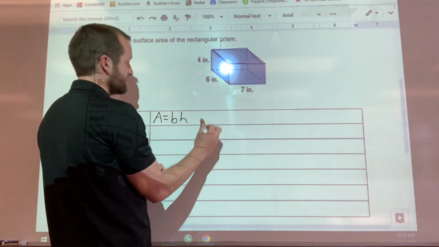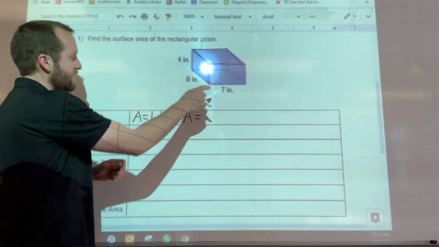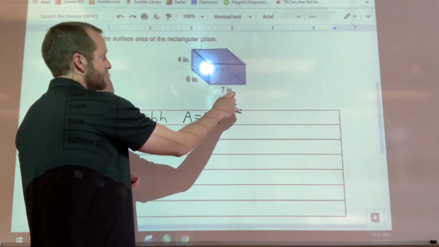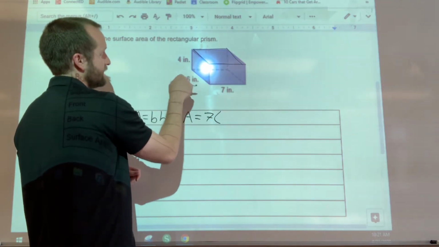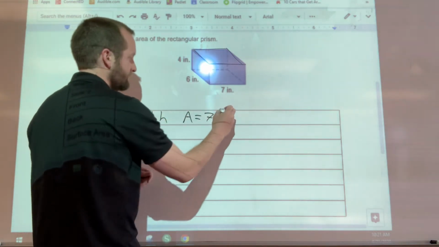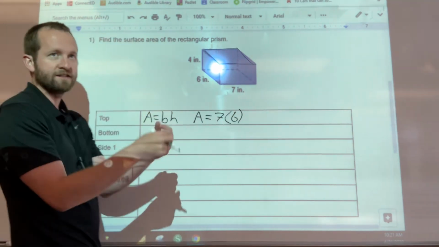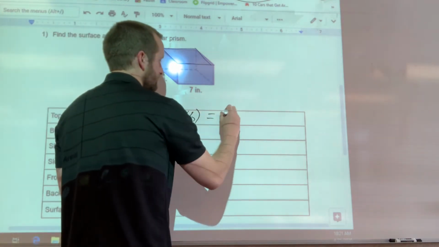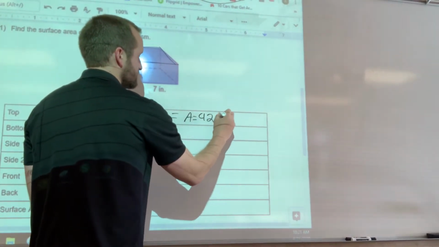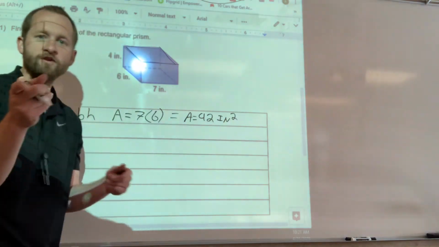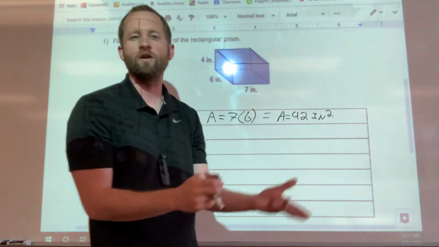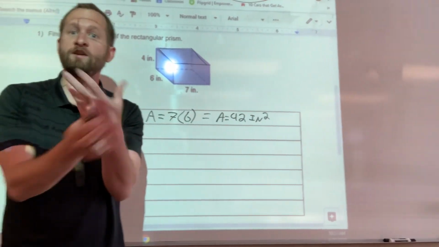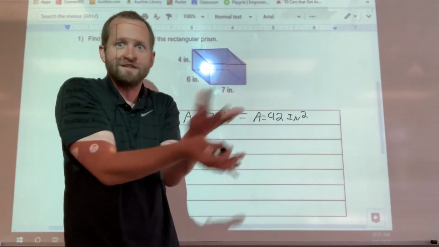Okay, so I'm going to look here and say, all right, I don't know the area yet, but I do know the base of this parallelogram is 7 inches. And I know the height of this parallelogram is 6 inches, right here, from here to here, right? So area equals 7 times 6. And I know that 7 times 6 is 42. So the area of the top of our parallelogram is 42 inches squared. And make sure when we're doing this that we write down the unit squared. The answer is not just 42, but 42 what? Right? Because it's area, it's inches squared, and because it's inches, right?